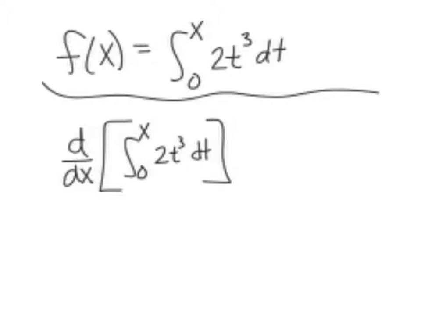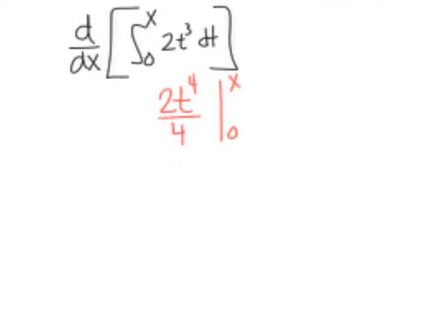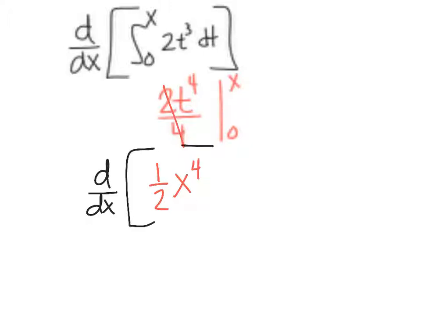So if I integrate 2t cubed, I get 2t to the fourth divided by 4 from 0 to x. So that gets me 2x to the fourth over 4, which reduces to 1/2 x to the fourth. Now the second fundamental theorem says, now take the derivative of what you just integrated. So I just integrated that, and now I'm going to derive it. So if I derive it, I bring that 4 down, so I'm going to get 2x cubed. What did we end up with?